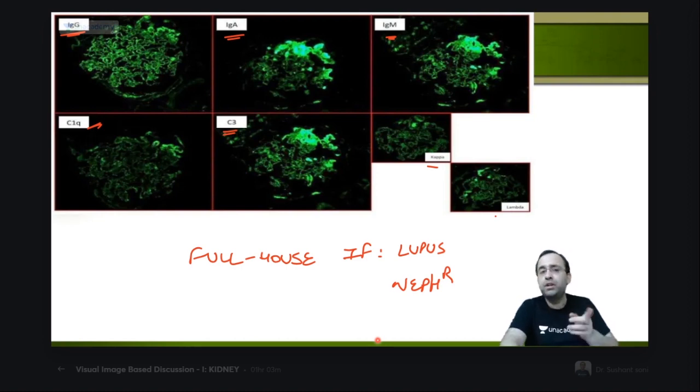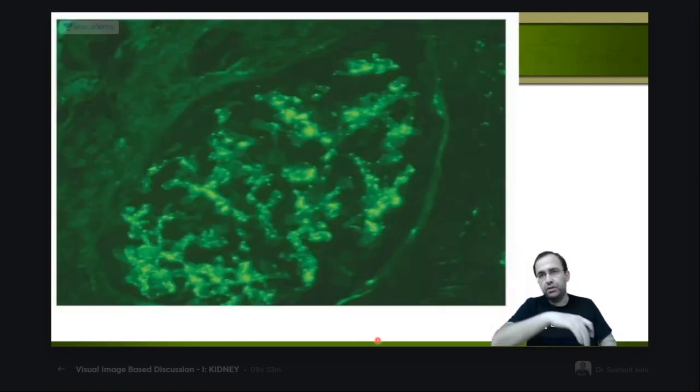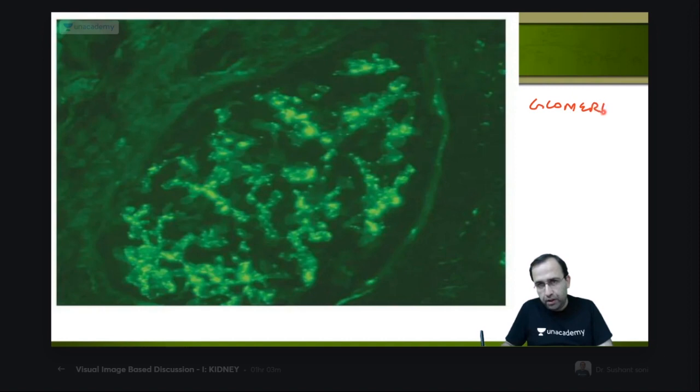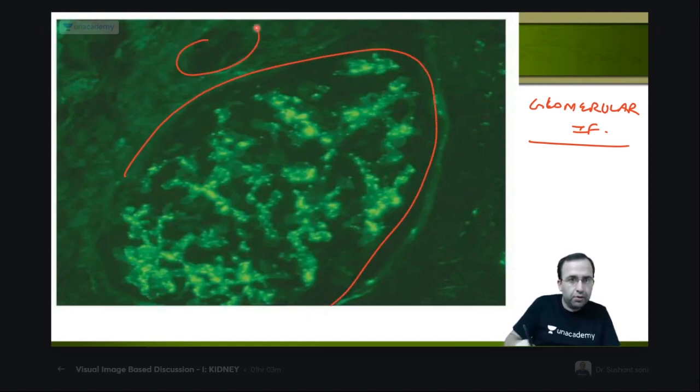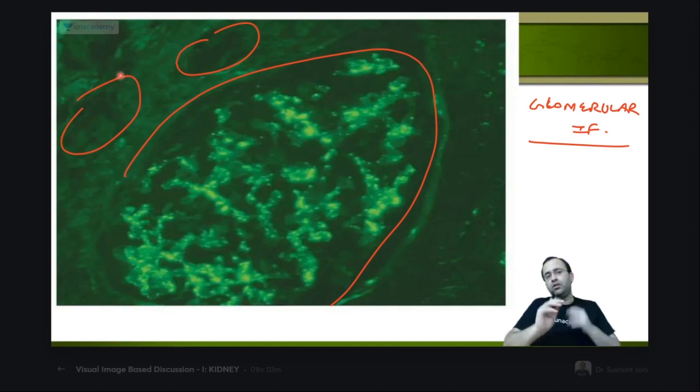Now have a look. I'll show it to you. Now, Ashmita, coming to your question, your answer. What we see here is again immunofluorescence. This is glomerular immunofluorescence. You're able to make out the presence of a glomerulus with renal tubules on the side. Even if you are not able to make out a glomerulus, the examiner will tell you that.